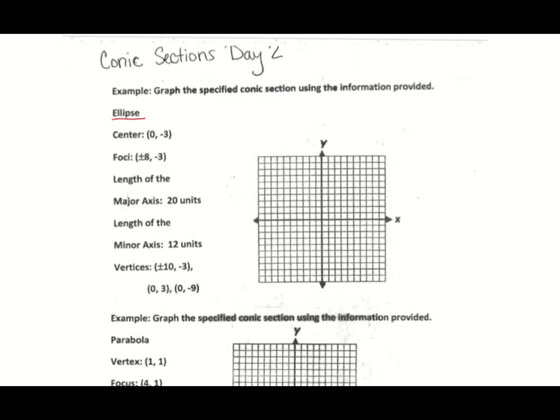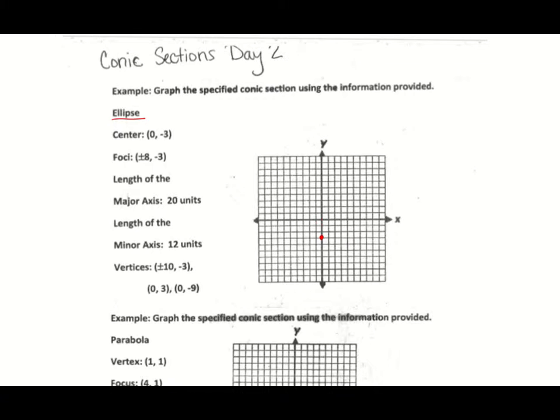And the center of that ellipse is at (0, -3). So the first thing I'm going to do is graph that point. 0 means I'm not going left or right on my x-axis. I'm going to stay on the y-axis and go down 3. 1, 2, 3. This is my center right here. Then I also need to graph my 2 foci.